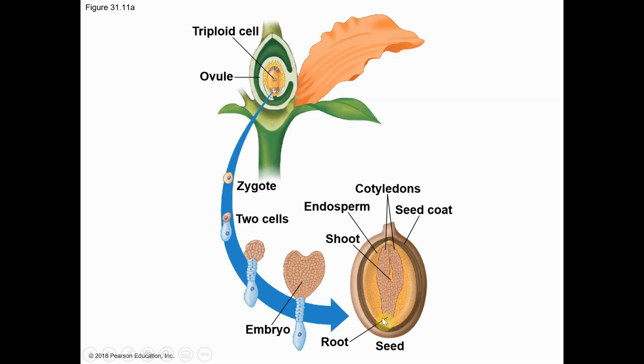You can see here it has a root area, and that's nearest where that micropyle was, the opening, remember, where the sperm came through. Then you have the shoot region, the stem region, and then the cotyledons, the seed leaves, and the first true leaves.